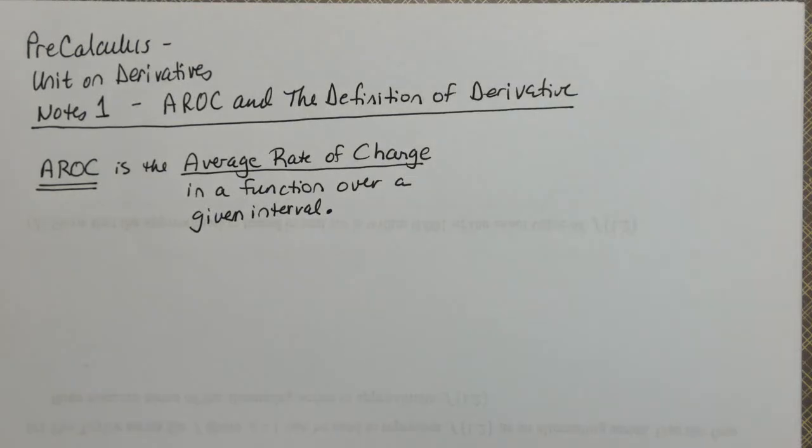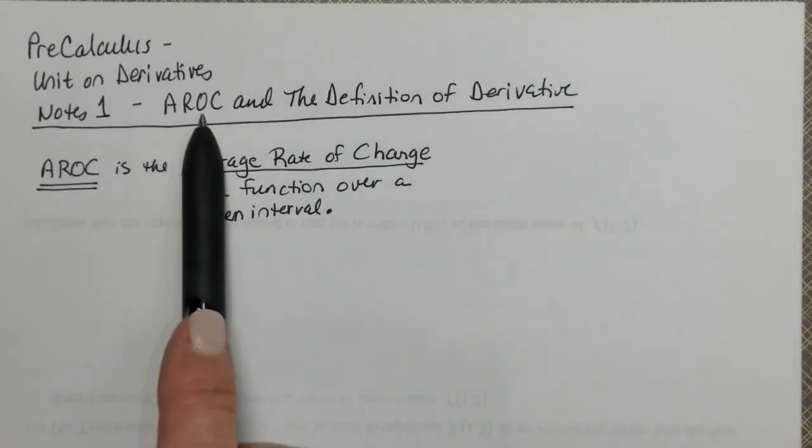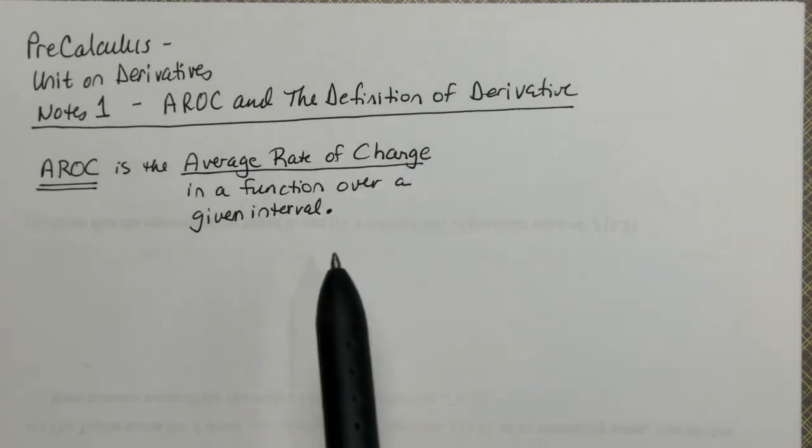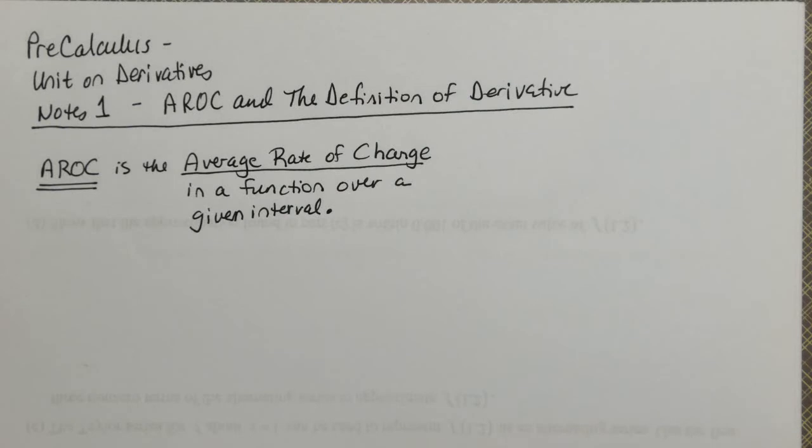We are beginning our unit on derivatives, and today we're doing notes 1. We're going to be covering average rate of change and the definition of derivative. There are actually two forms of the definition of derivative. We're going to cover them both today.